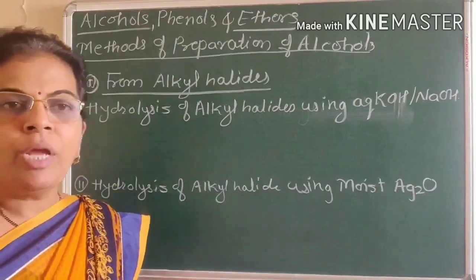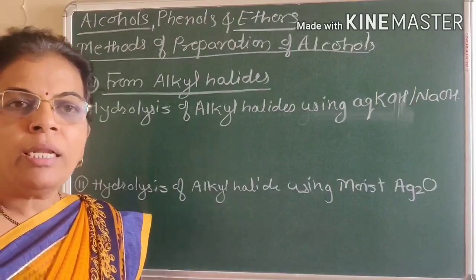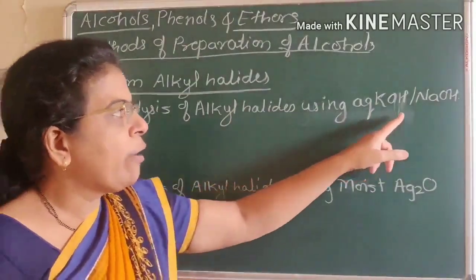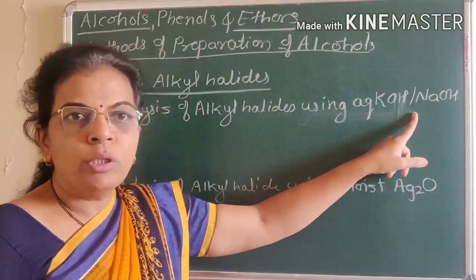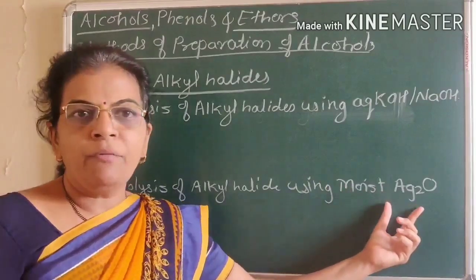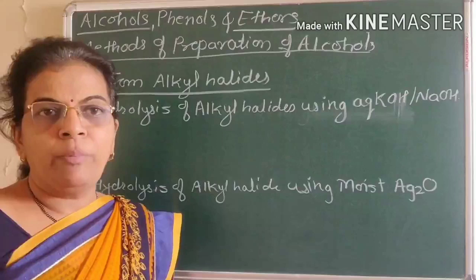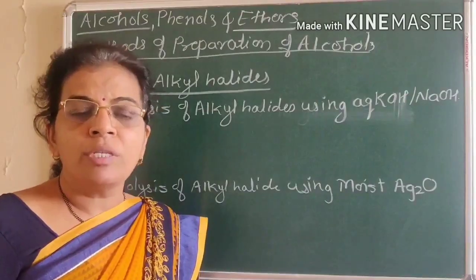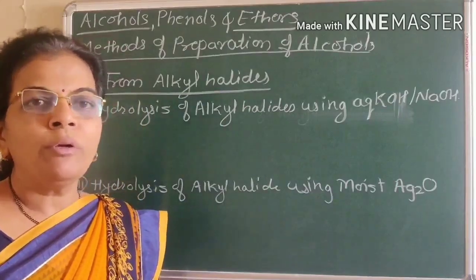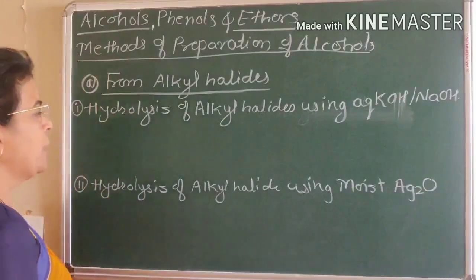This method we have seen in reactions of alkyl halides. When alkyl halides undergo substitution reaction with aqueous KOH or NaOH, they give alcohols, or when these alkyl halides are treated with moist silver oxide, then also formation of alcohol takes place. These reactions we have seen in the last topic, that is halogen derivatives. Now we are going to see only the general reactions of these methods.